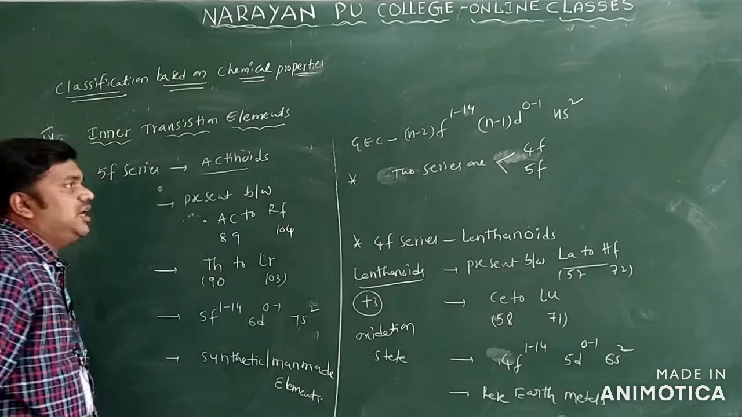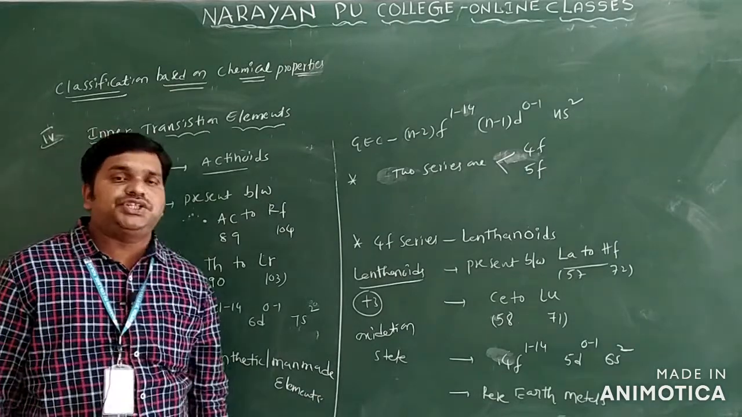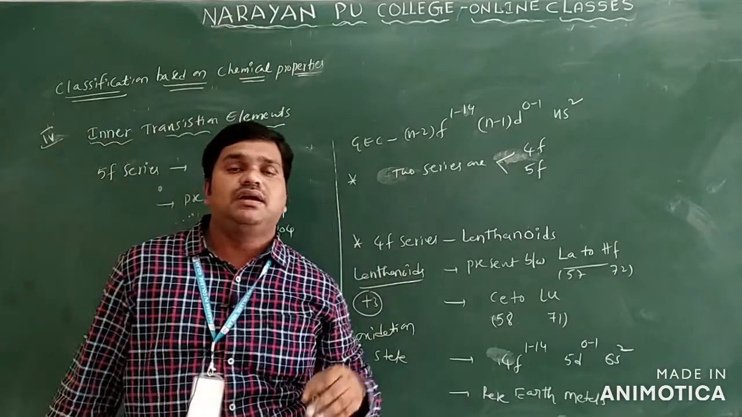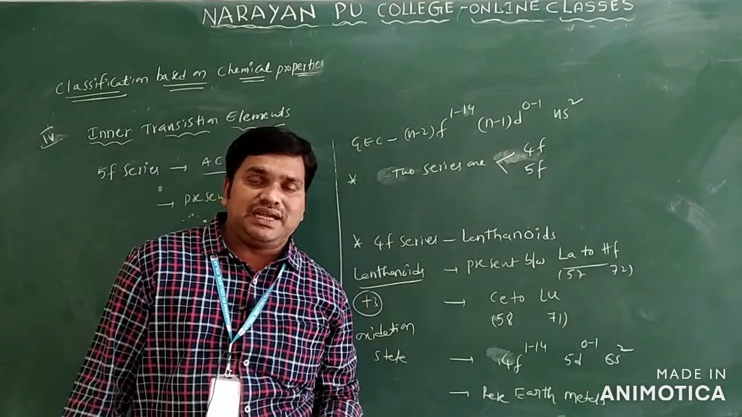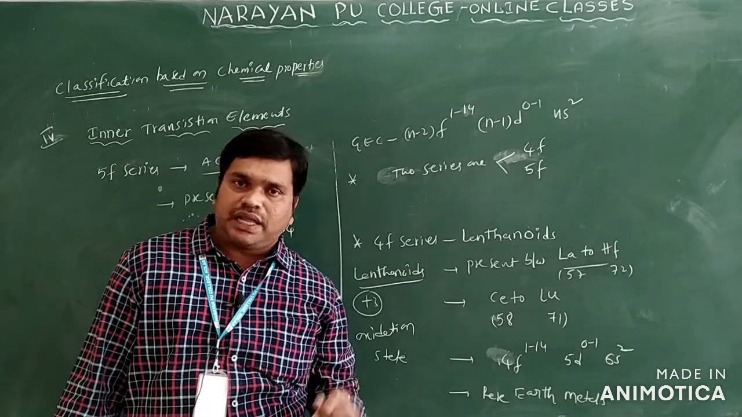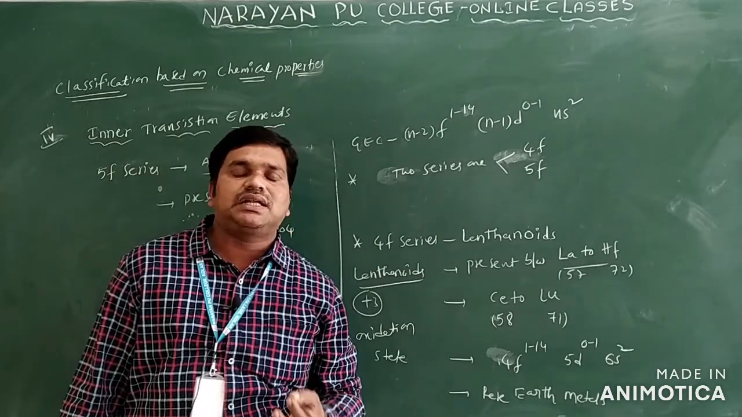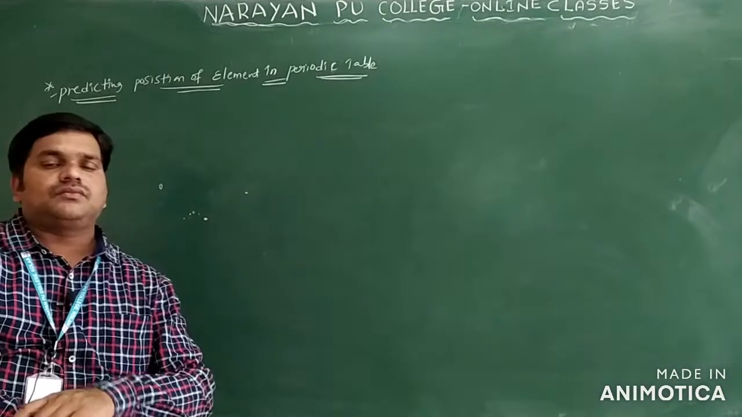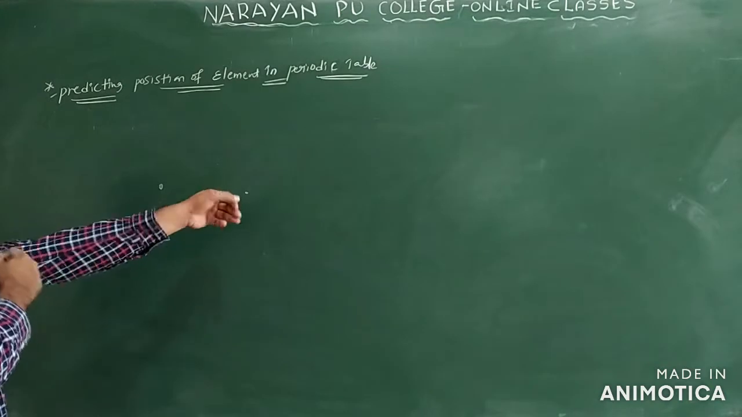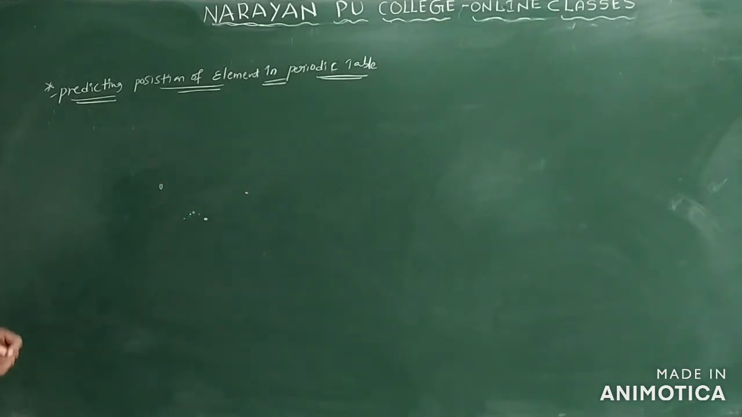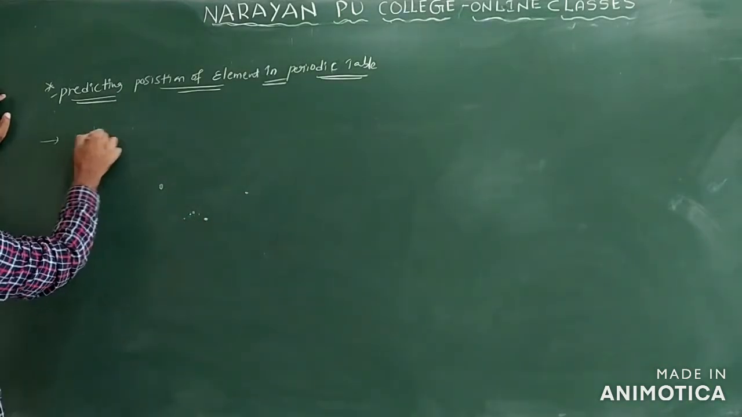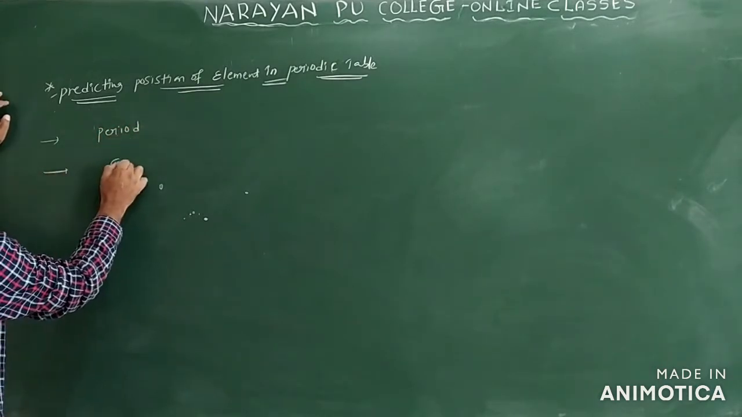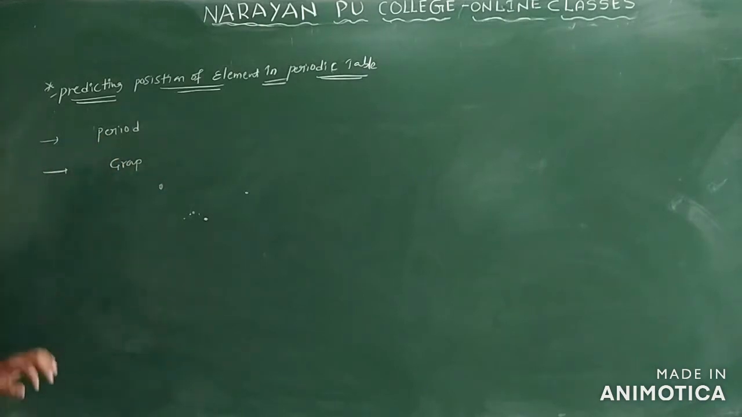So this is regarding inner transition elements. Based on chemical properties we classify elements into four types: representative inert gases, representative elements, transition elements, and inner transition elements. The next concept is predicting the position of an element in the periodic table. We want to identify which period and which group the element belongs to.